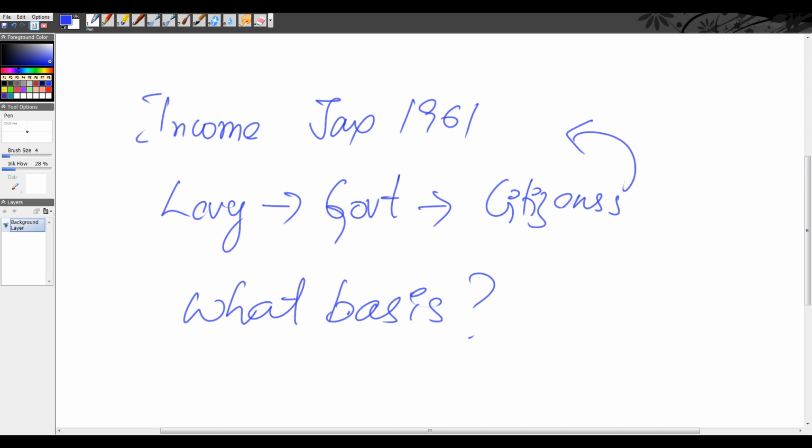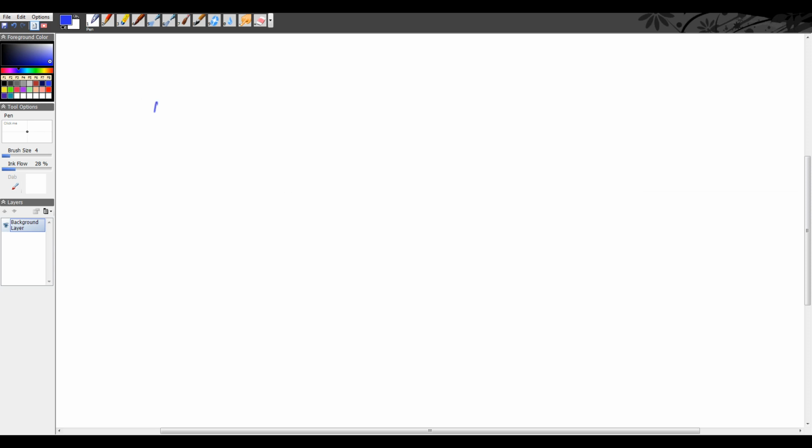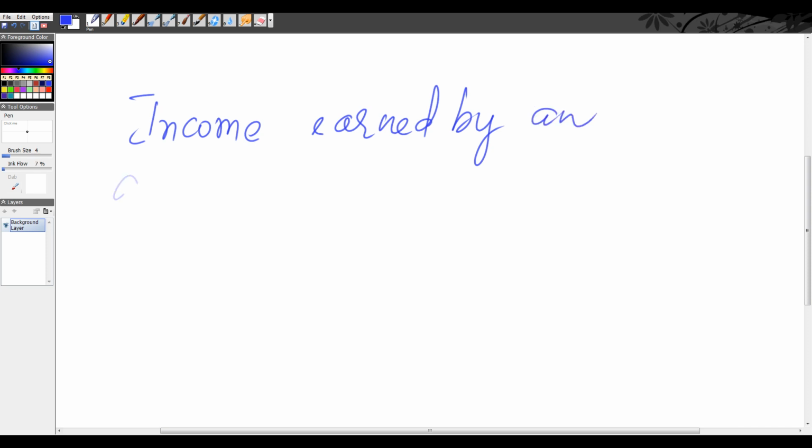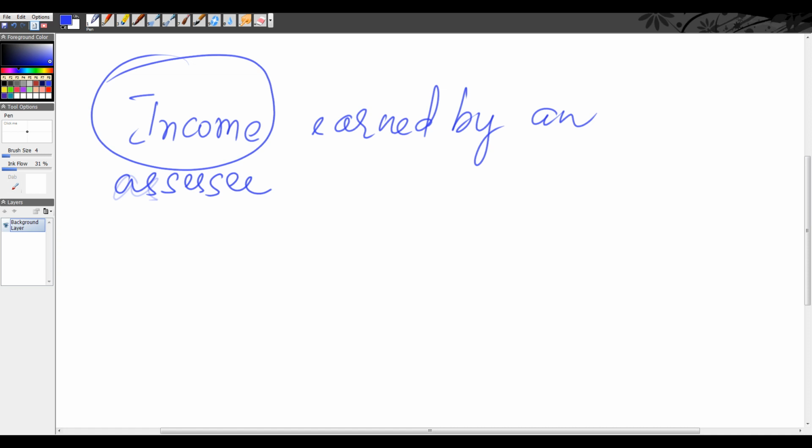Again, the basis is very simple when it comes to direct tax. All we have to look at is the income earned by the individual or any other assessee. Income earned by an assessee. So this is the main basis on which the assessees are taxed when it comes to direct taxes. So that's the reason why we have the name direct tax.